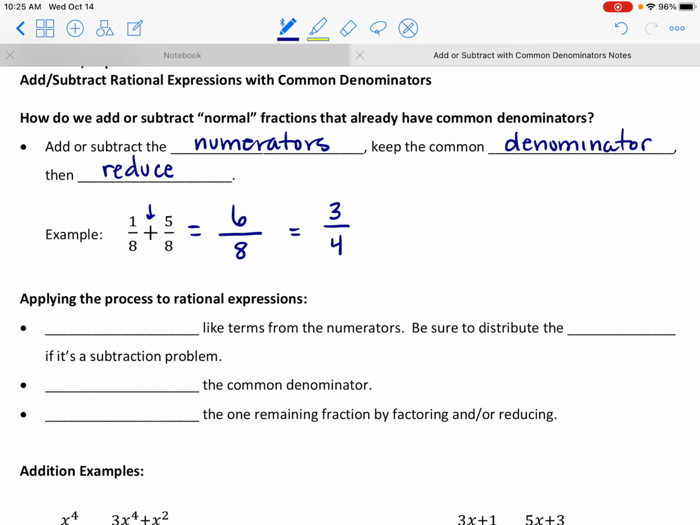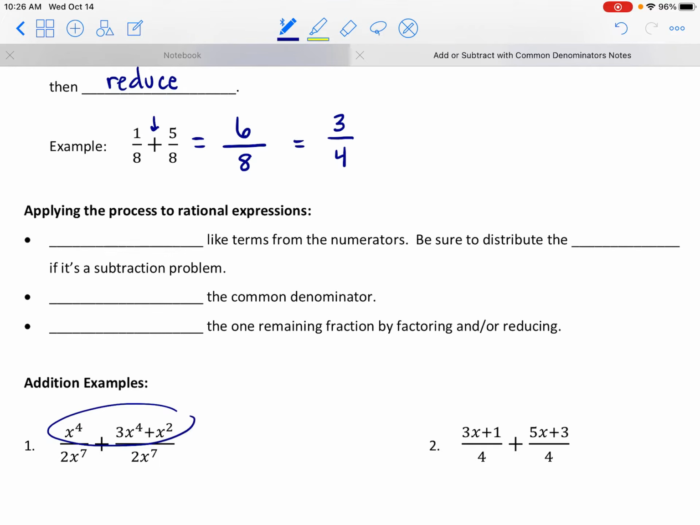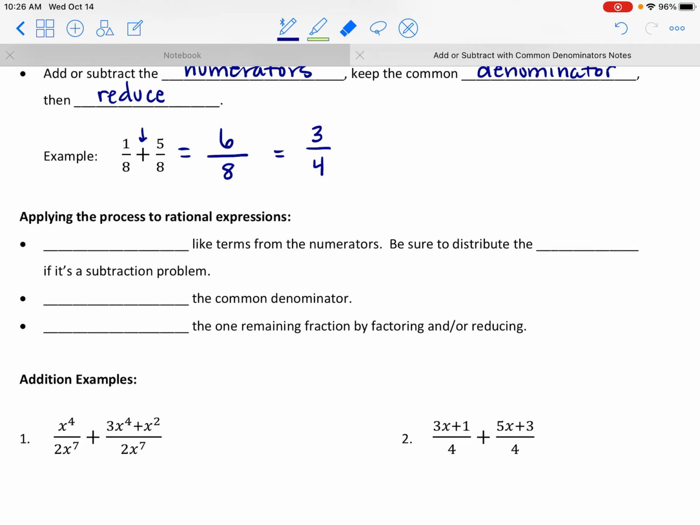Now, when we apply it to rational expressions, the numerators could contain polynomials. So you have numerators that could contain terms like 3x to the fourth, or x squared, or 3x plus 1, 5x plus 3. So when we go to add or subtract those terms, we have to make sure that we're only combining the like terms. And we have to make sure that if it's a subtraction problem, we distribute that negative to all of the terms in the fraction that follow the negative. So be sure to distribute the negative if it's a subtraction problem, and I'll show you those in a little bit.